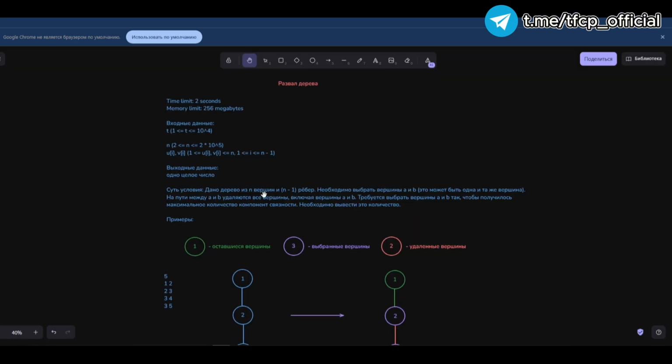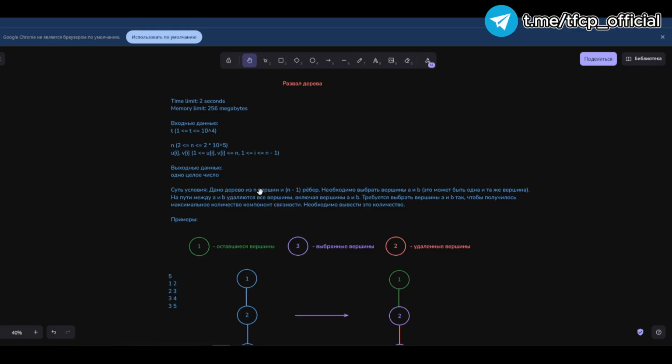Basically, to summarize, we have a tree with n vertices. You need to choose vertices A and B, and they can be the same vertex. On the path between A and B, all vertices are removed, including themselves. You need to choose these two vertices so that you get the maximum number of connected components, and output their count. A connected component here is a tree: after removing the path, we will have a forest of trees, and we need the largest possible forest, with as many separate trees as possible.